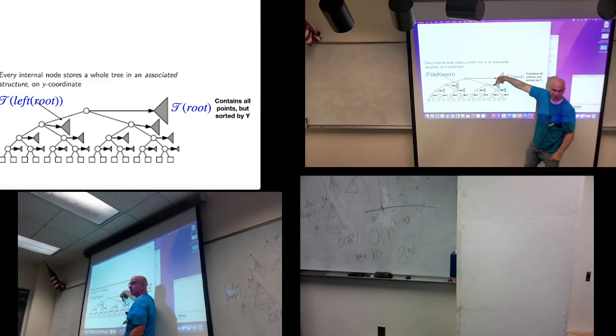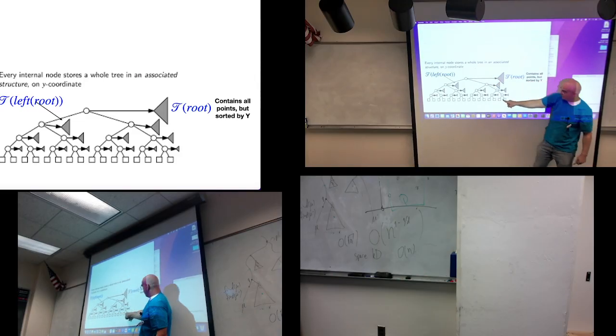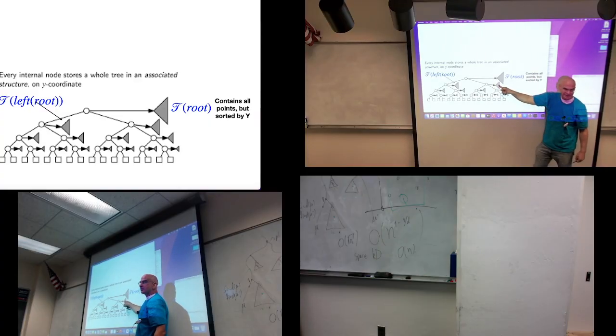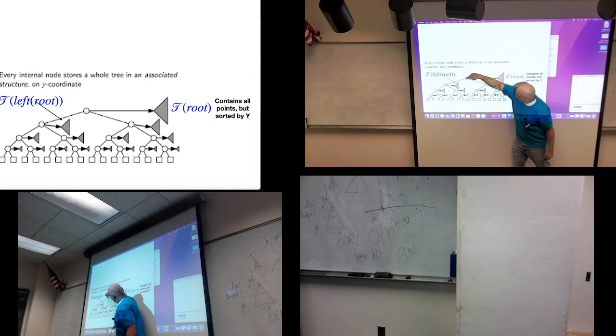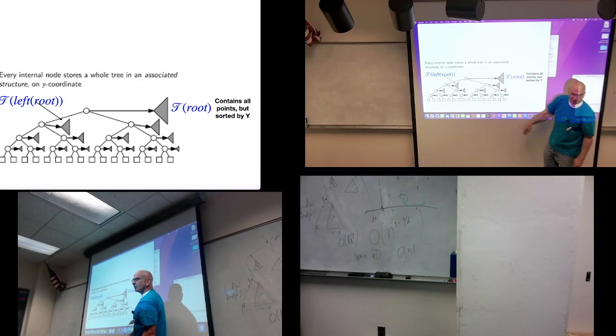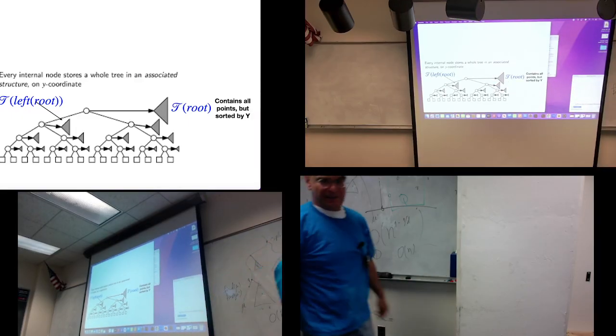But now it has a new pointer. And the new pointer points to a subtree. The subtree can be quite large. What does this tree contain? It contains all the points over here, but the gray tree is sorted based on Y. So the root has a pointer to one more tree containing all these points, but now sorted by Y. And so it goes for each one of the subtrees.